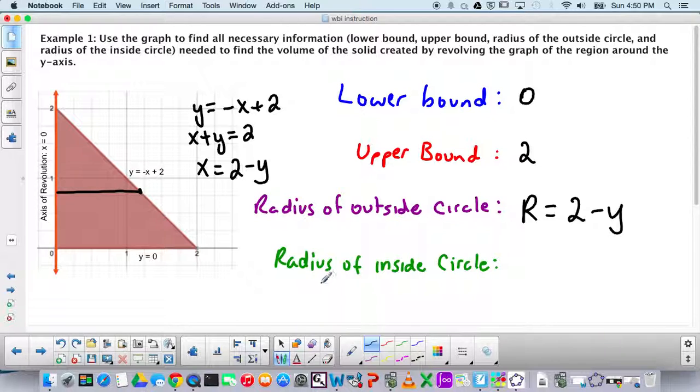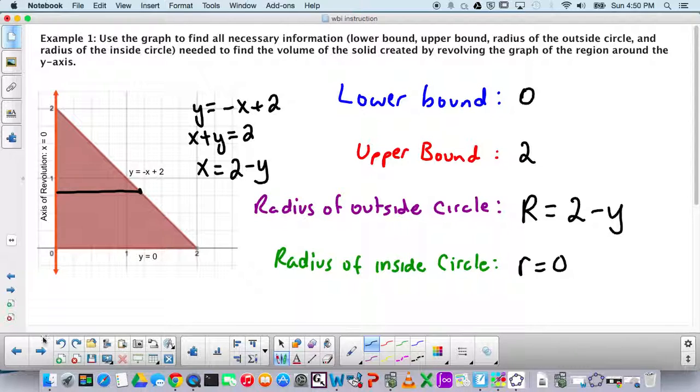Lastly, we want the radius of the inside of the circle. Well, just like in the one we did before, now our axis of revolution is actually attached to the shaded region, meaning that the distance between it and the inside of the region is 0, because they are the same line. We'll still denote it little r, and it's going to be r equals 0.